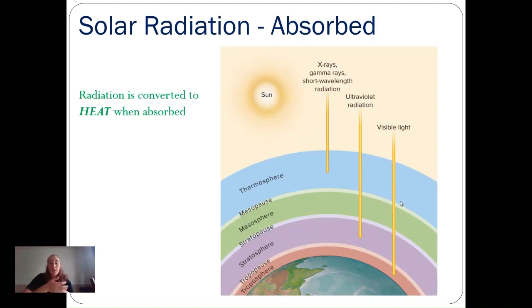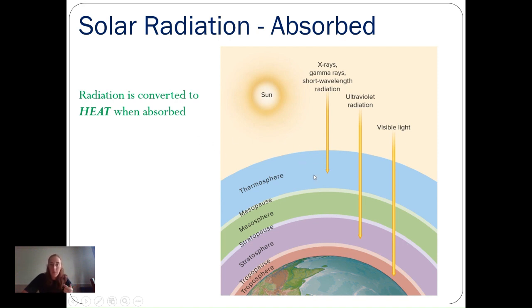So when radiation is absorbed, if you have radiation like ultraviolet light that hits your skin, it's going to burn. You're going to get a sunburn and your skin is going to feel hot. It's because you've absorbed radiation. So when things absorb radiation, they heat up. So radiation is converted to heat when it's absorbed.